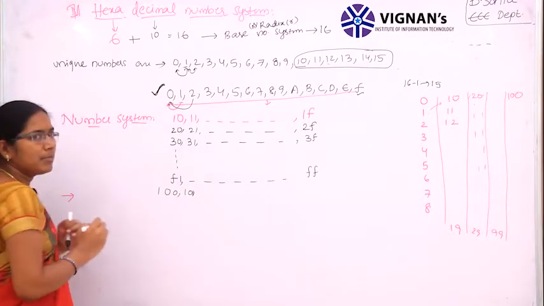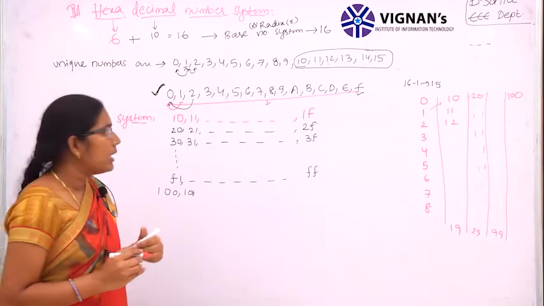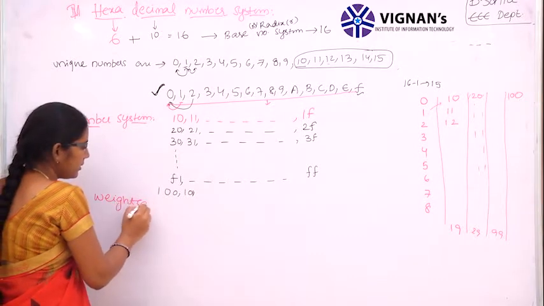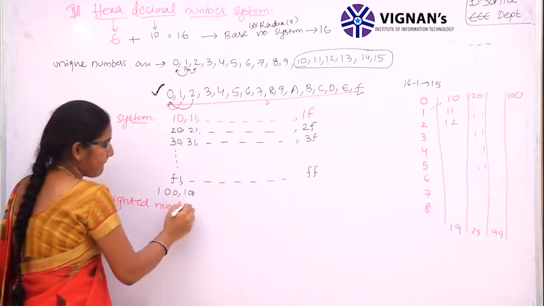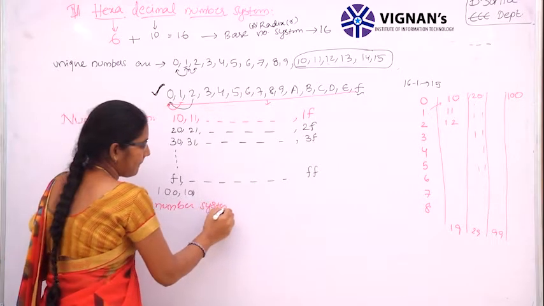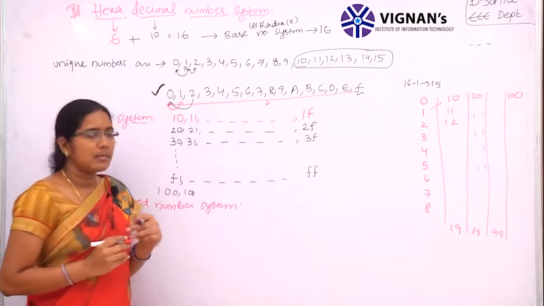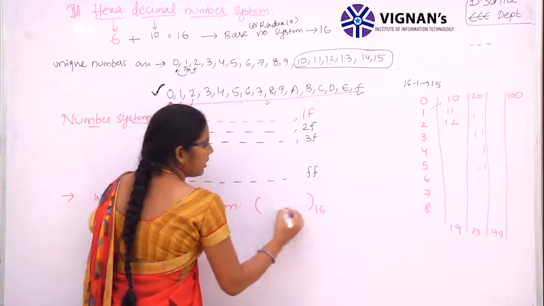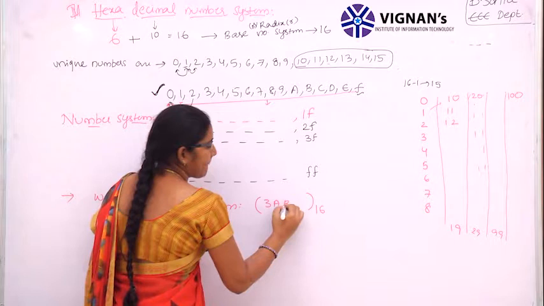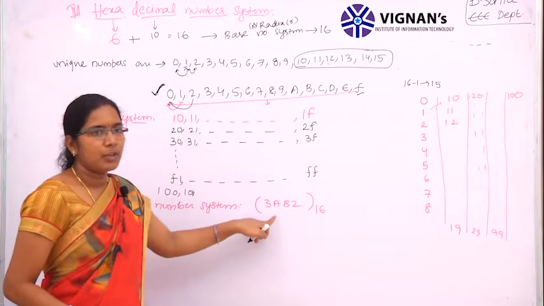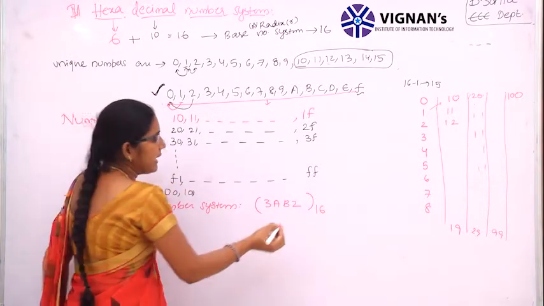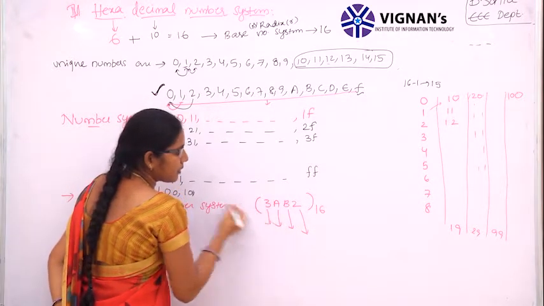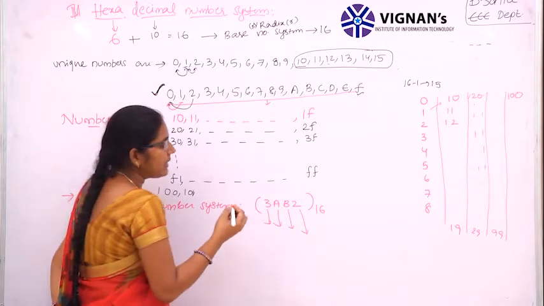Next, this hexadecimal number system is also a weighted number system. Weighted number system is nothing but each digit of hexadecimal number is having some positional weights in terms of their base value.